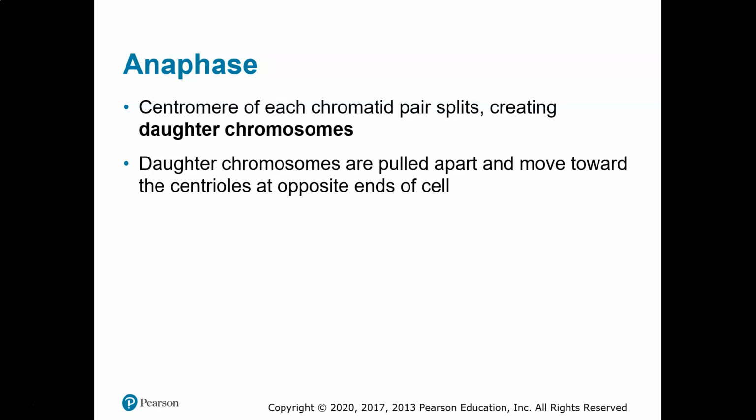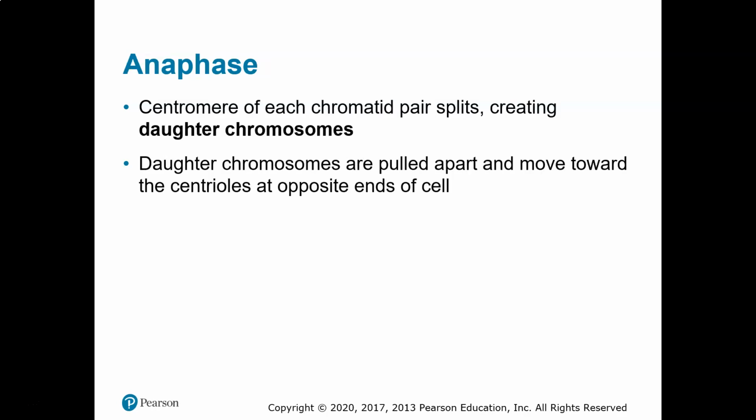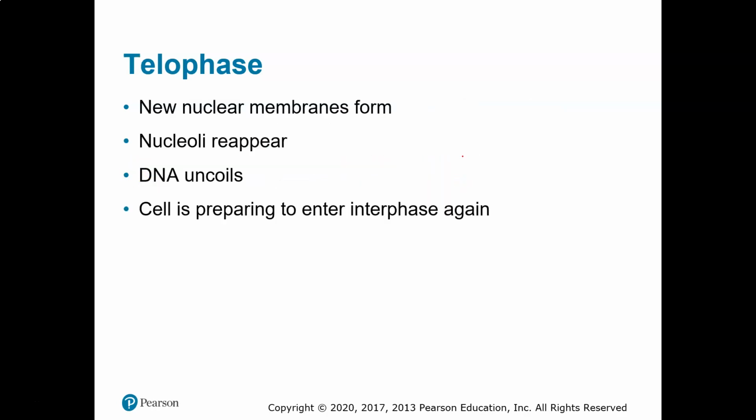Then we have metaphase, and that is when the chromosomes move to the metaphase plate, which is the middle of the cell. So the paired chromatids line up along the plate. In anaphase, the centromere of each chromatid pair splits, and the chromatids separate from each other. Now they're called daughter chromosomes, and they are pulled apart and start moving toward opposite poles of the cell.